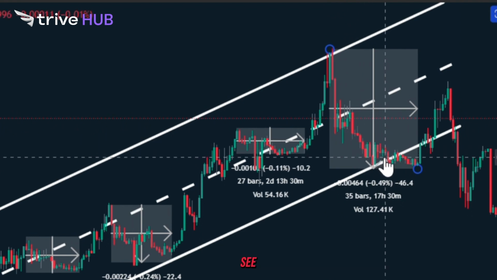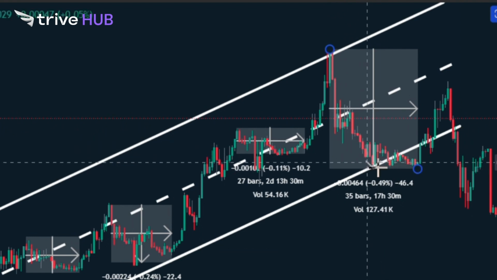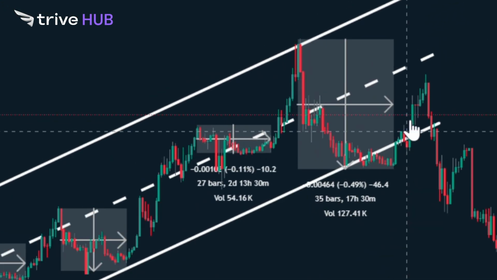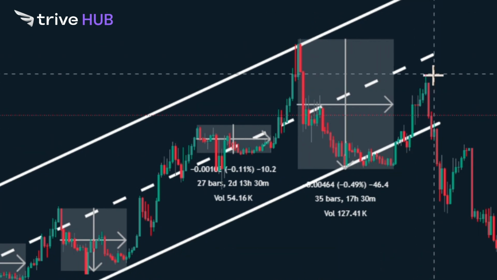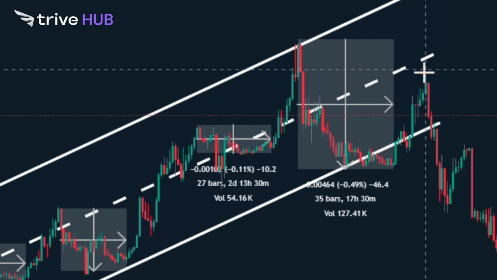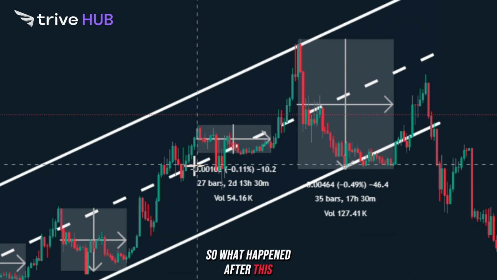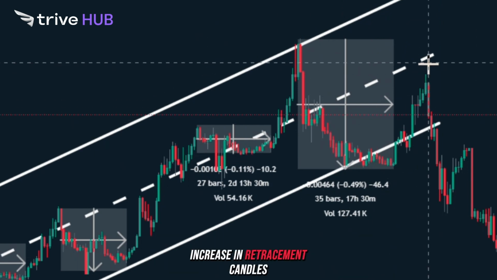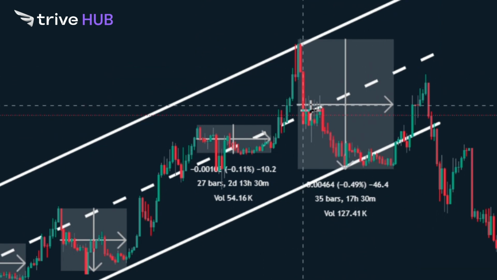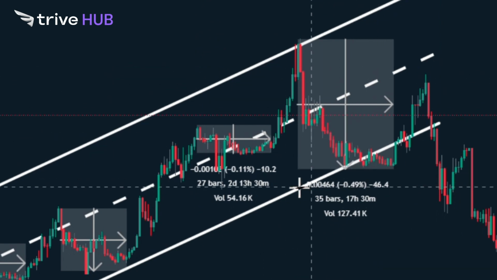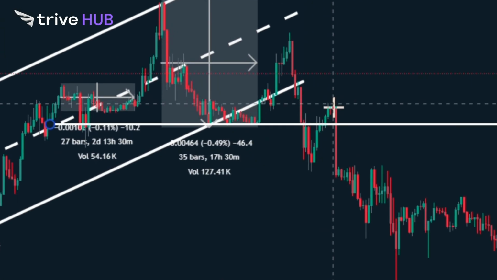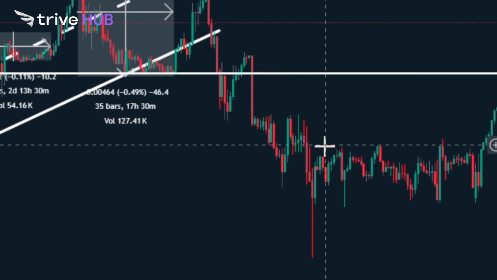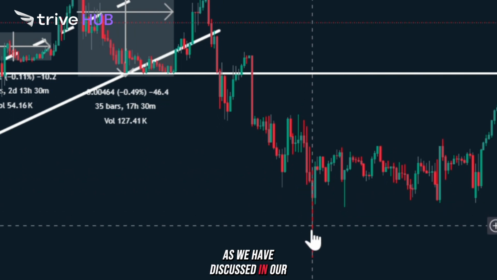So we can see in the later attempt of the market to rise up, it has not been able to cross the previous swing high. Alright, and the up move was not that significant. So what happened after this increase in retracement candles is the price broke below this support area, made this retest, and changed the trend behavior as we have discussed in our description.